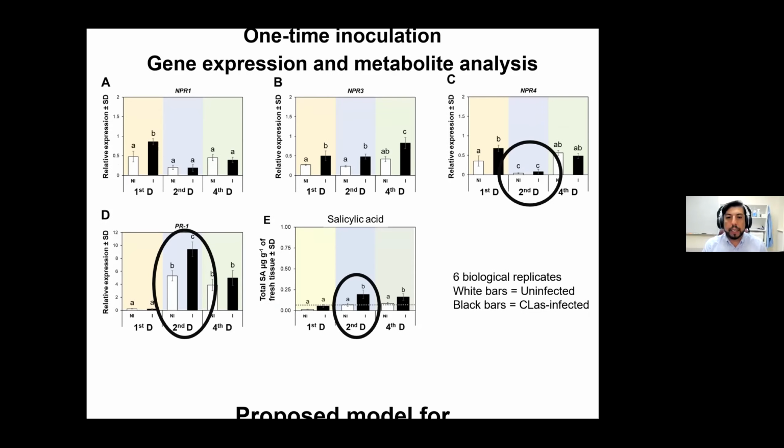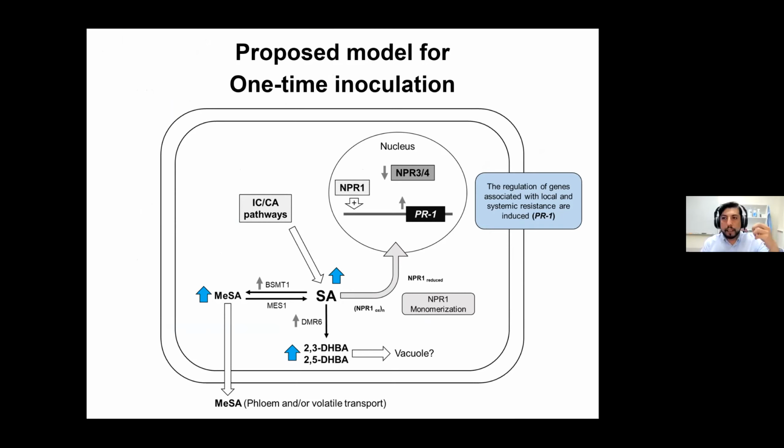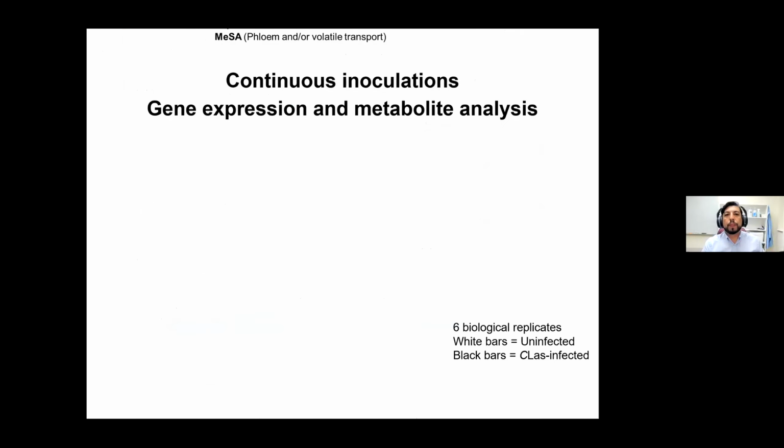So this is the proposed model that we have. In one-time inoculation, the plants tend to respond, but if you add one factor, that is more insects in there, I'm going to show you what is going to happen. So this is the continuous inoculation. Over time, there is a reduction in the expression of NPR1, meaning that the plant's immune defense is collapsing. In the case of NPR3, we observed the same behavior, the same trend. This is what we observe in the continuous inoculation.